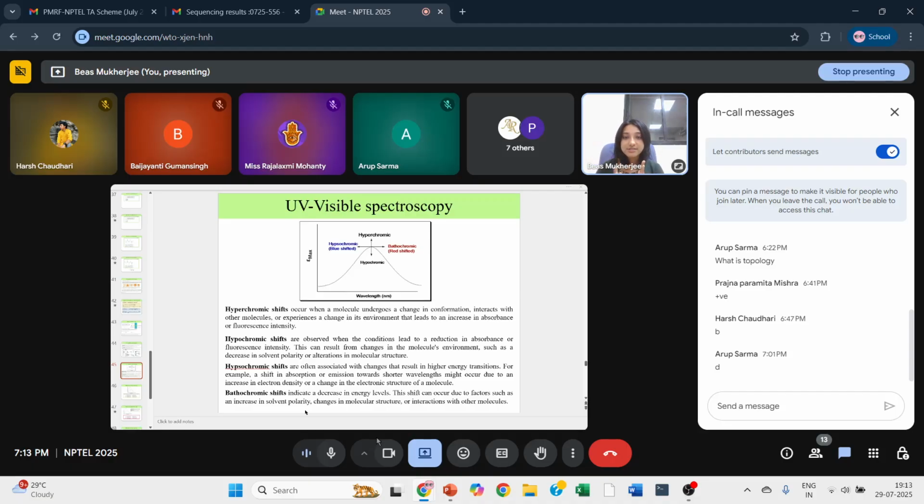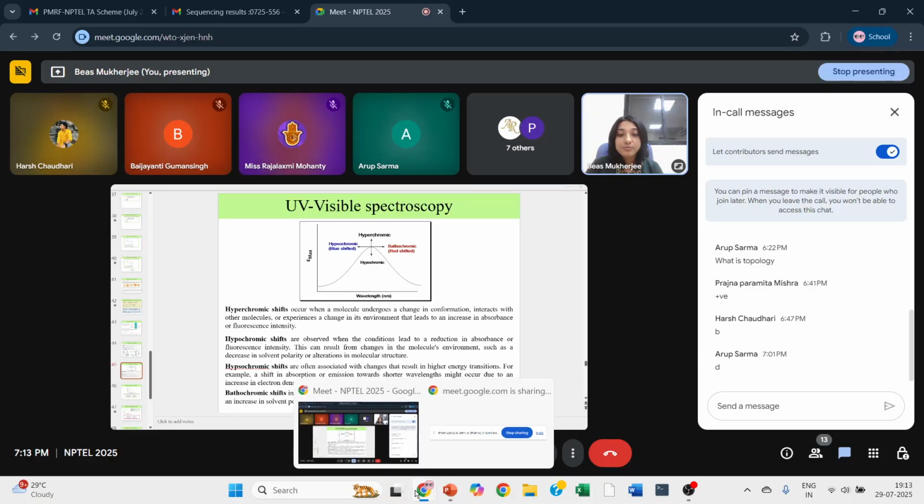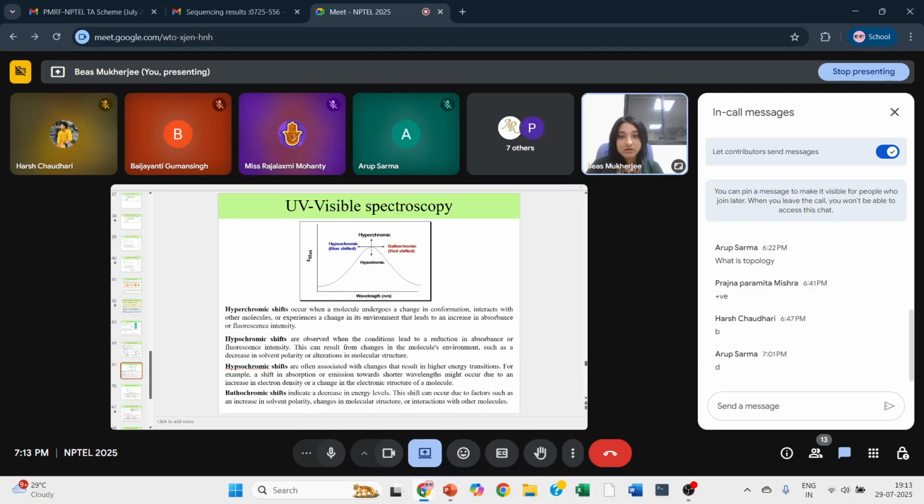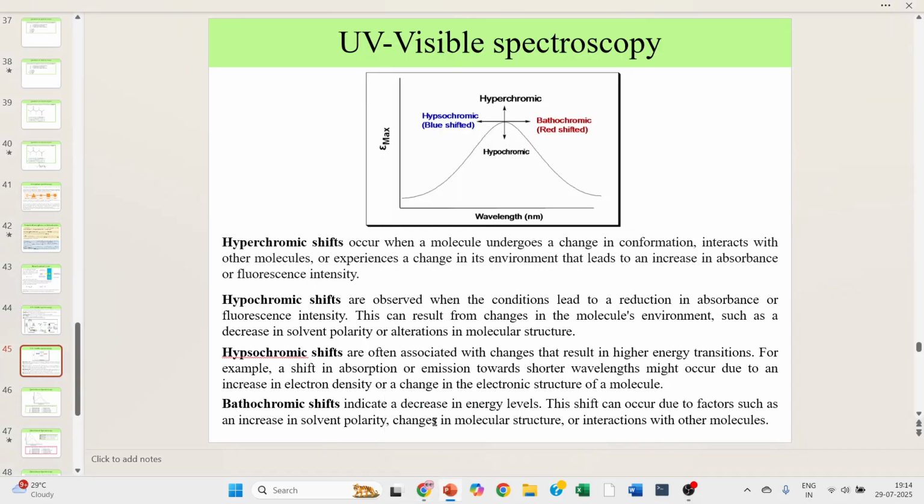Then the hypsochromic shift. This is associated with higher energy transitions. For example, a shift in the absorption or emission spectra towards shorter wavelength might occur due to an increase in the electron density or change in the electronic structure of a molecule. It goes towards the left. Bathochromic shift is a decrease in the energy level. This shift occurs due to factors such as increase in the solvent polarity, change in molecular structure, or interaction with other molecules. So bathochromic is red shift and it shifts towards the right.